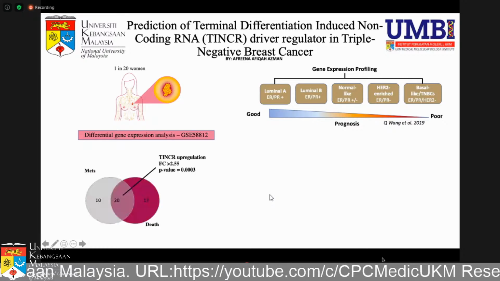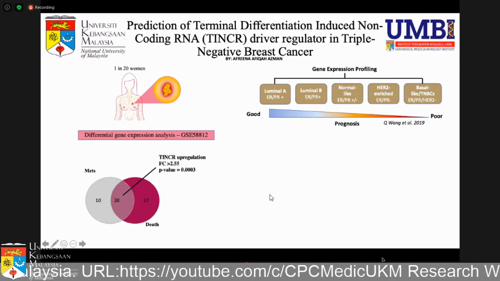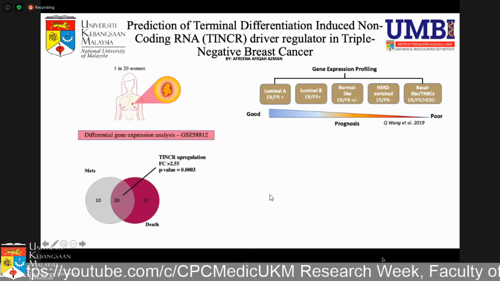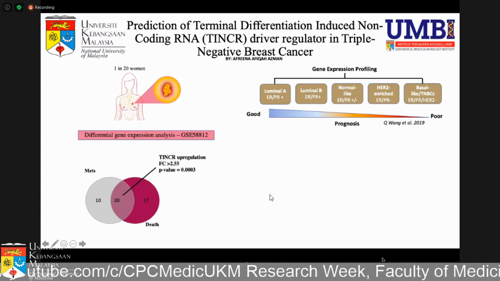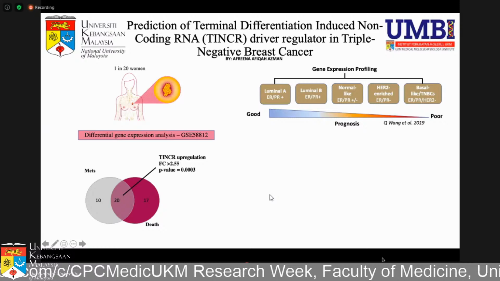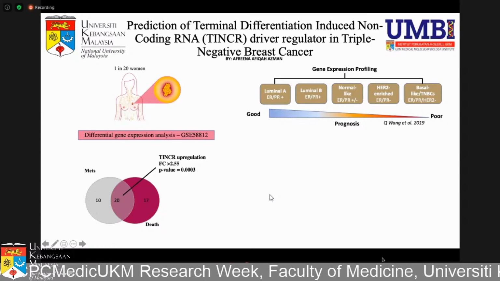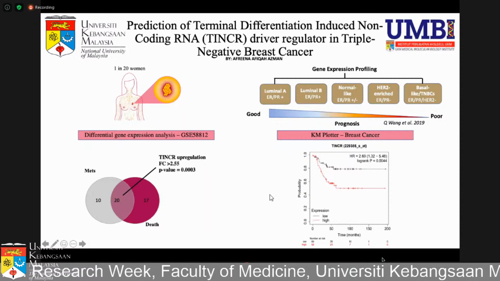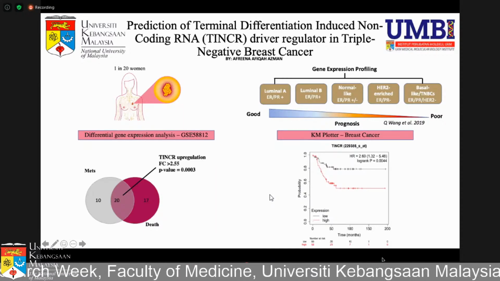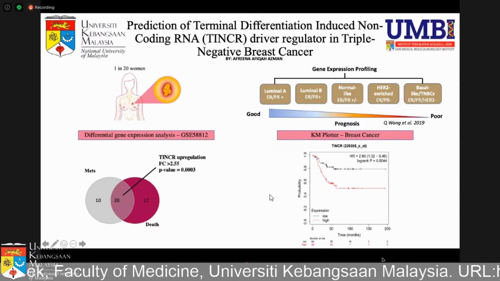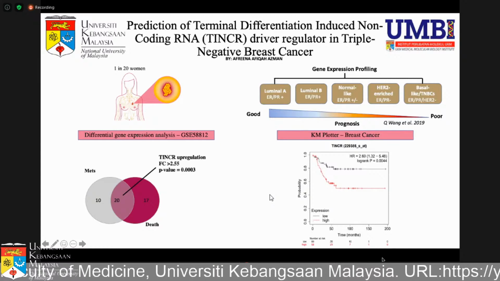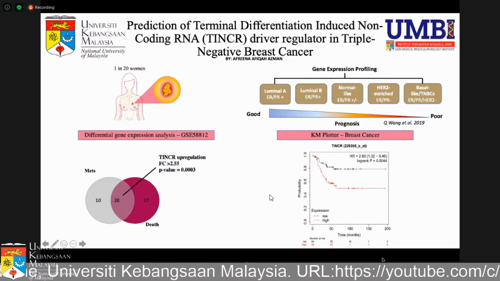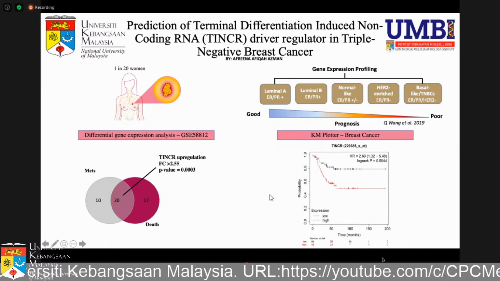And of 47 differential genes, TINCR was found to be among those upregulated in the metastatic and death patients with a fold change of more than 2.55 and a p-value of 0.0003. This data was then compared to the publicly available breast cancer database, the Kaplan-Meier Plotter, which prominently showed a statistically significant shorter DFS in triple-negative breast cancer patients with a hazard ratio of 2.69. So this high hazard ratio signifies that the presence of TINCR in TNBC contributes to poor outcome.